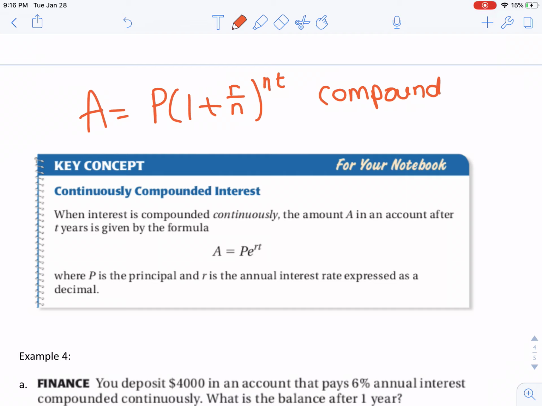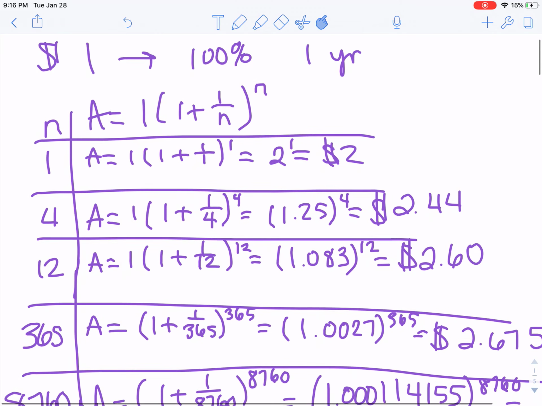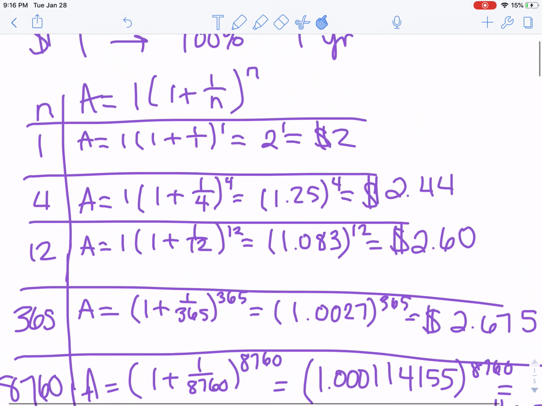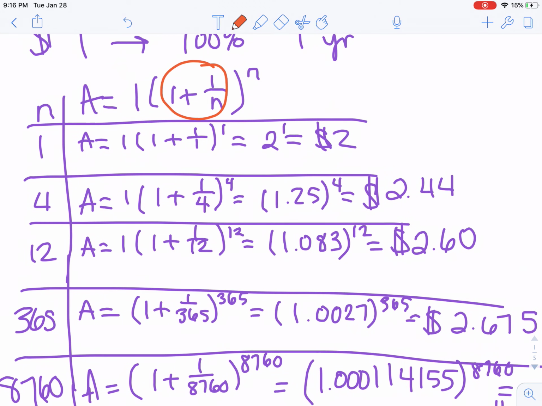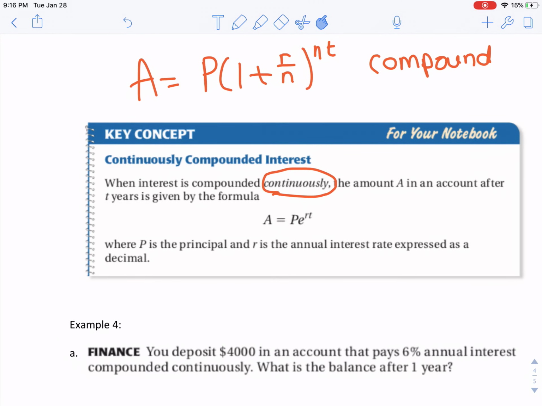The difference between this and what we're talking about now is this is continuous compounding, meaning literally every second it is compounding. And if you remember from that activity we started with, as we increased n, the more times we are compounding it, this 1 plus 1 over n, this thing in the middle here, becomes e. So we're taking the equation we were using, but we're substituting in e for that middle part.